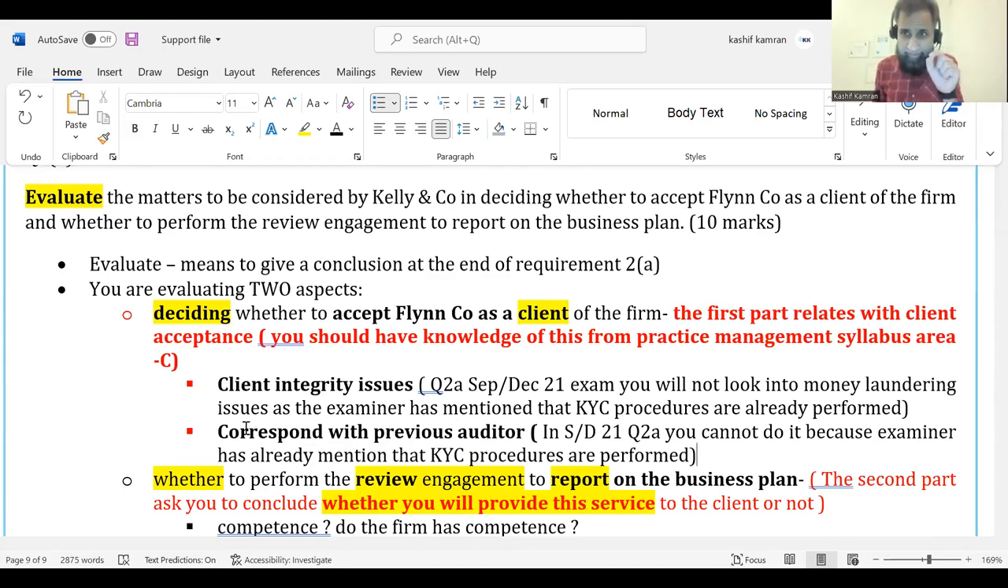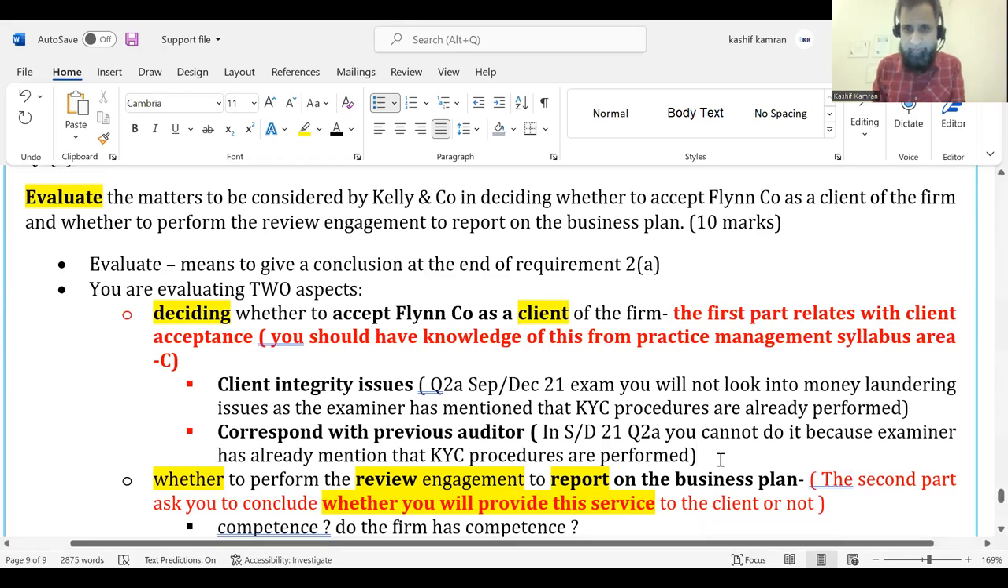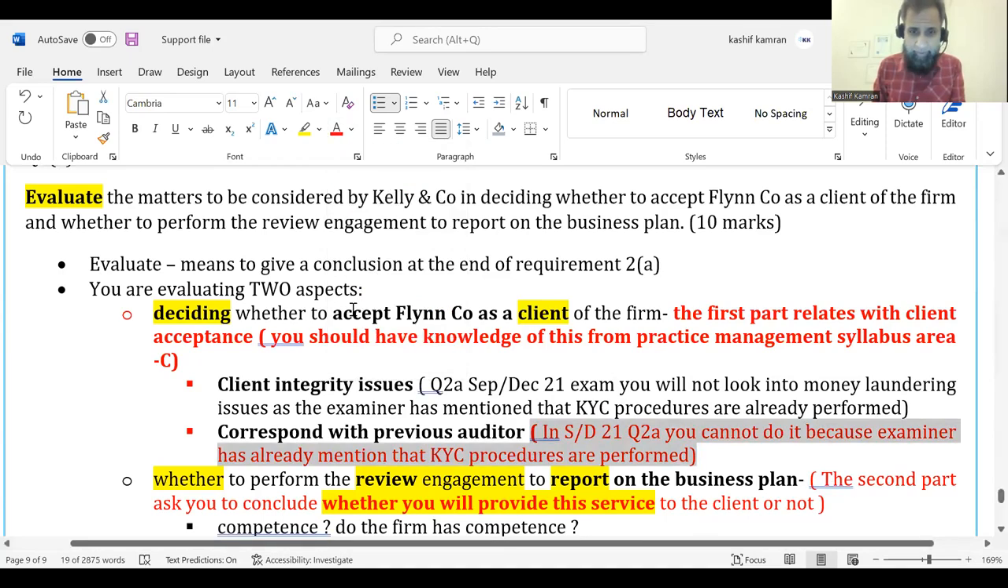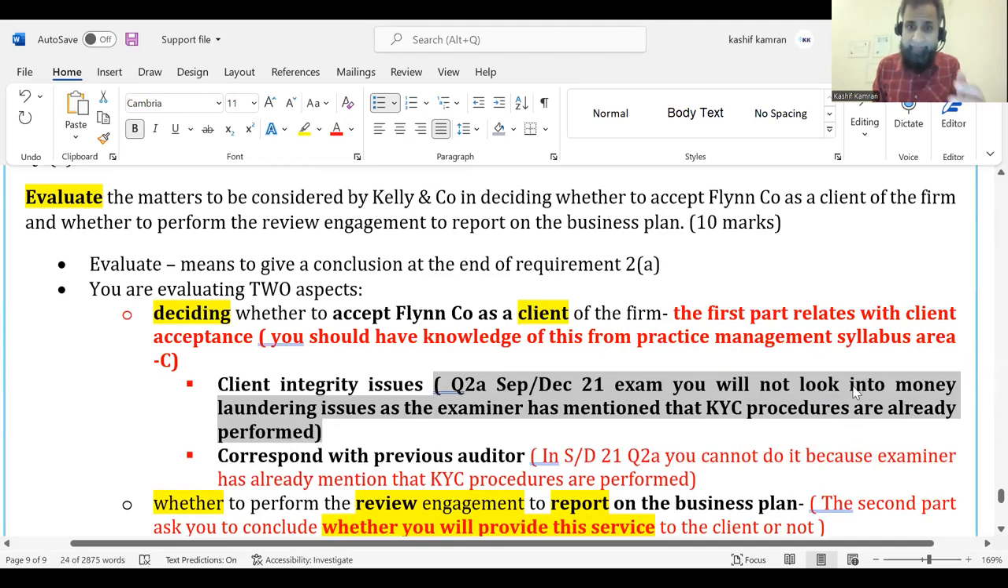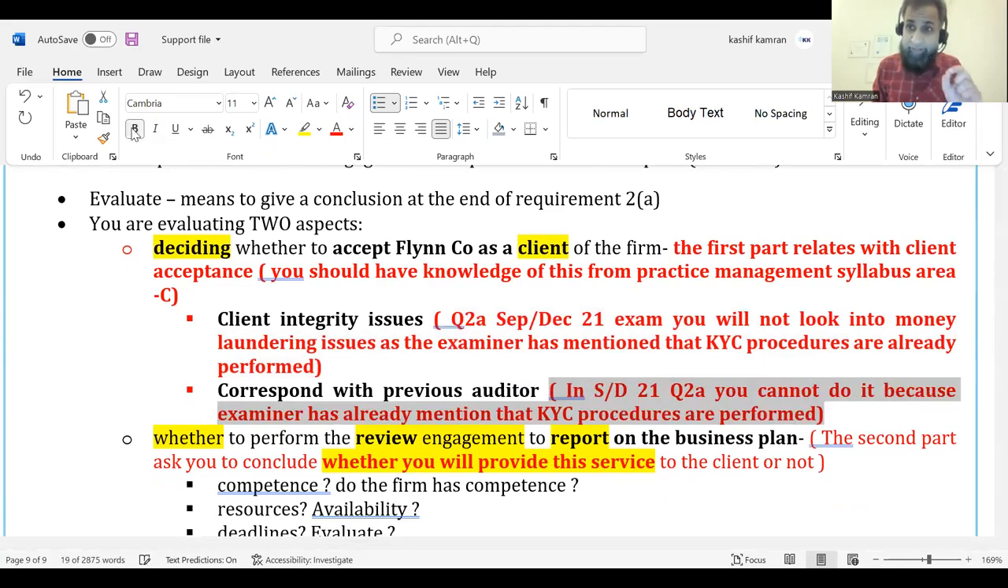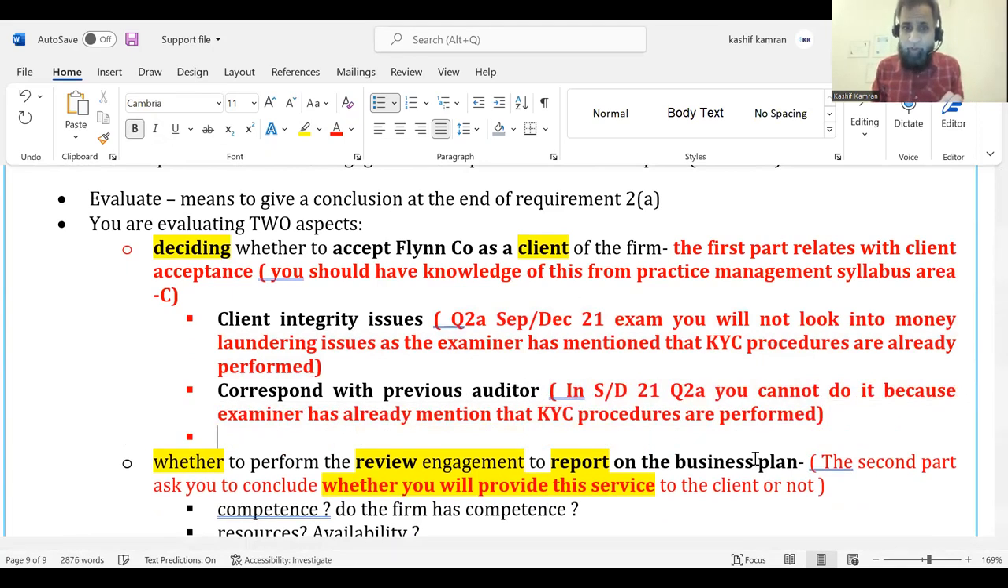But in this question, can you correspond with the previous auditor? Tell me. No. But in another question, can you correspond with the previous auditor? Yes. So when we are accepting a new client, do we correspond with the previous auditor? Yes. But in this question, will we correspond? No. So I hope you're clear.